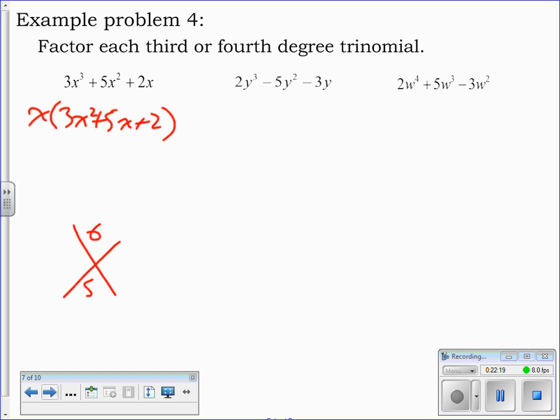Multiply to give me 6, add to give me 5. 2 and 3. But because I don't start with 1 in the front, I need to divide both of those by 3. So my factors are 2/3 and 1. So I get x. Do not forget the x that you pulled out. Very, very common mistake. You forget what you've already factored out. Just because you already pulled it out doesn't mean it doesn't still belong. It just got to get out early. And then 2/3 means I have 3x plus 2. And then I have x plus 1.